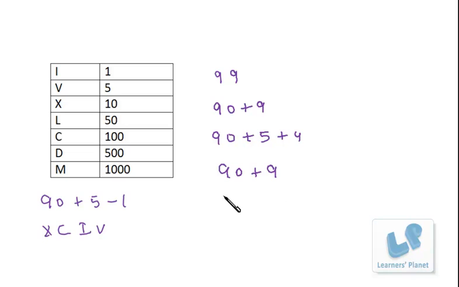So further what I will do is it's 90 plus 9. Now how do I write 90 plus 9? That is 90 plus 10 minus 1. And what 90 is? It's XC. See, what 10 is? It's X. And if I have to deduct 1 from 10, what I do is I will write I on the left side of X. So it's XCIX, that is 99. Okay. And what 100 is? It's C. Okay.